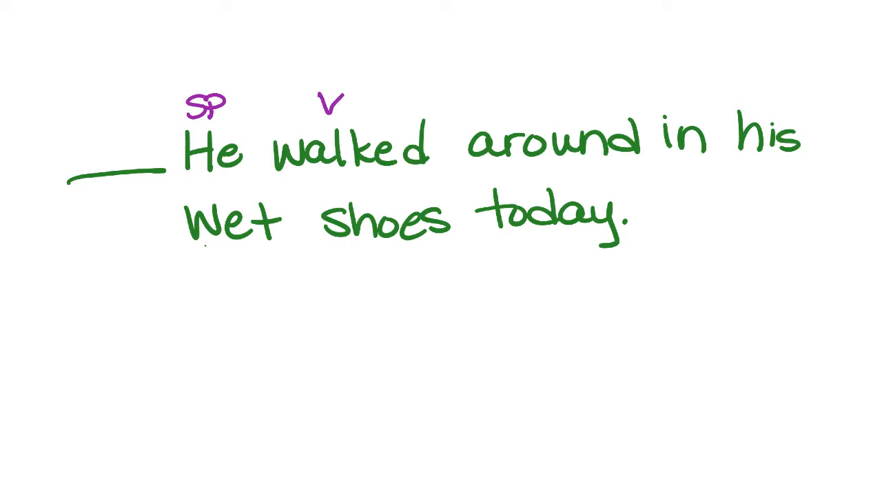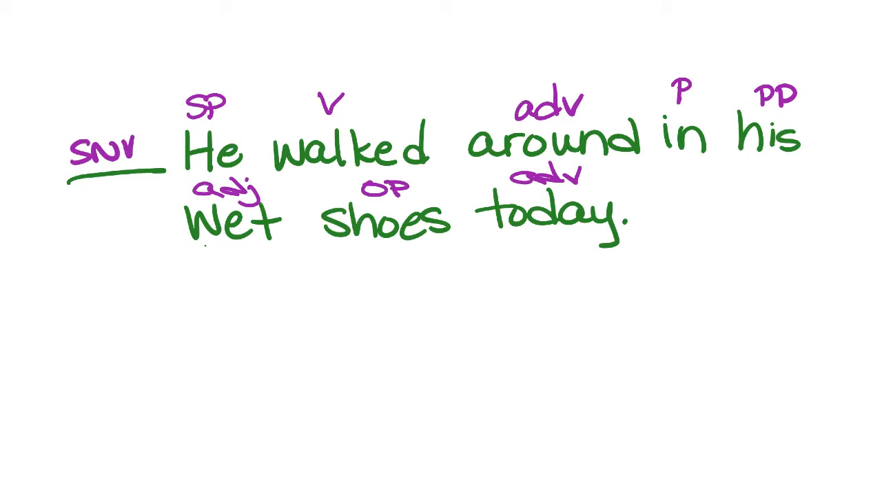He walked. Verb. Walked where? Around. Adverb. In. Preposition. In what? Shoes. Object of the preposition. Where? Today. Adverb. What kind of shoes? Wet. Adjective. His. Possessive pronoun.